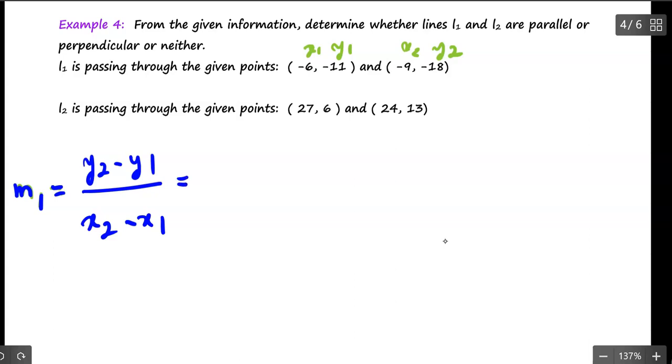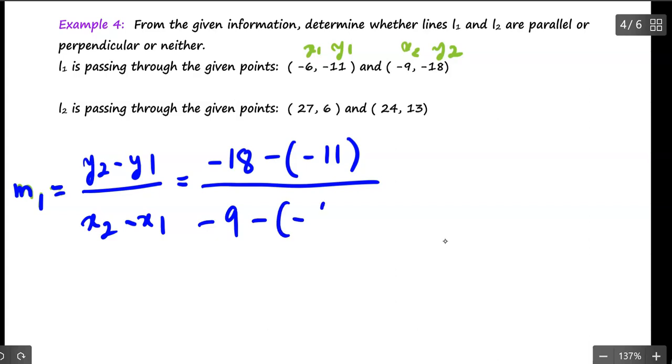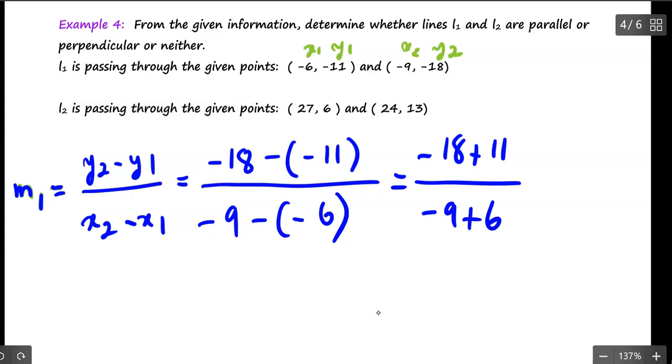So in this case, I should have negative 18 subtract negative 11, the whole thing divided by negative 9 subtract negative 6. So y2 is negative 18, y1 is negative 11, x2 is negative 9, x1 is negative 6. It helps to label the coordinates so that we won't get mixed up. So negative 18 plus 11 divided by negative 9 plus 6. So I should have negative 7 over negative 3, or 7 over 3.